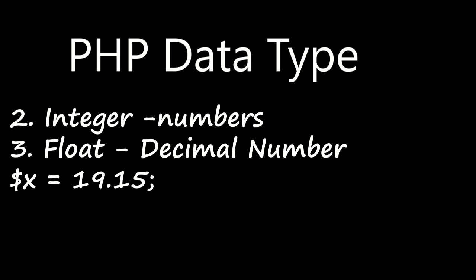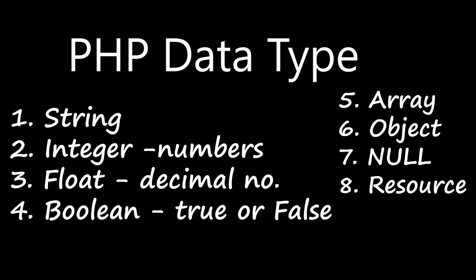Here they have given 19.15. If you give this as an integer, it will consider only 19. Since you are giving this as a float, it will consider 19 and 0.15. So the numbers before and after the decimal point will be considered if you declare that data as a float. Next one is boolean. Boolean is a data type which denotes only two possible states, either true or false. Next one is array.